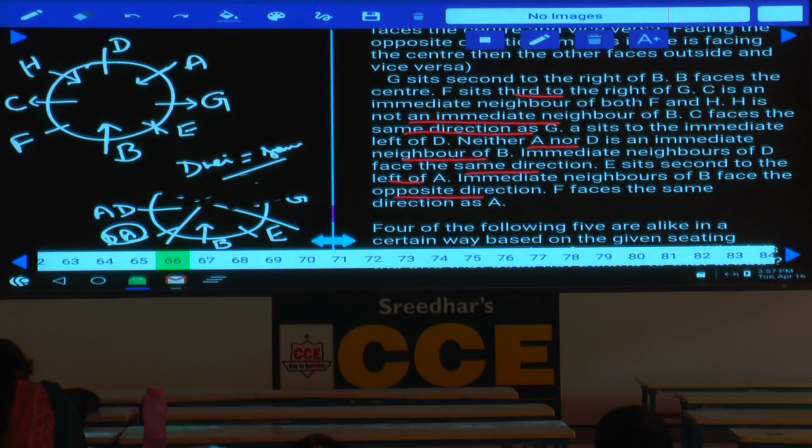These 2 persons are opposite. F faces the same direction as A. F and E are facing the same direction. A is facing the center. F is also facing the center.